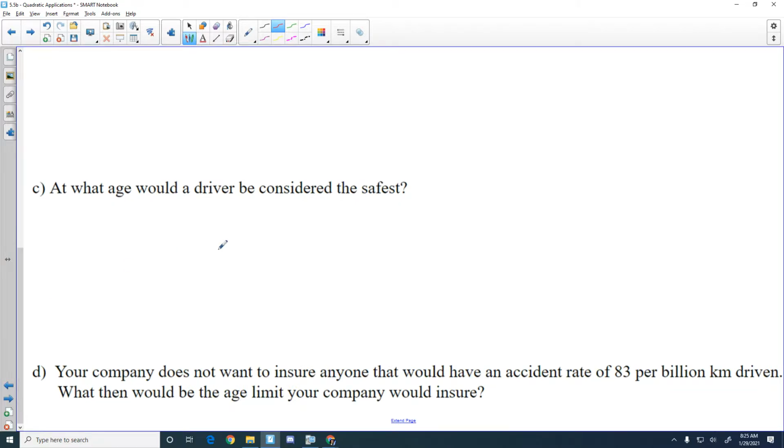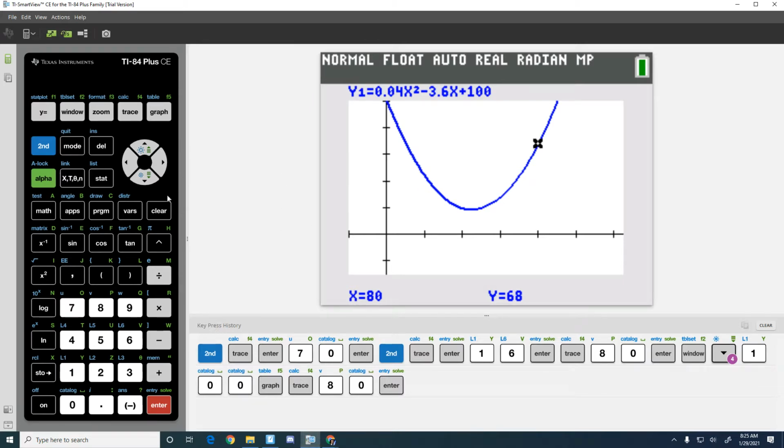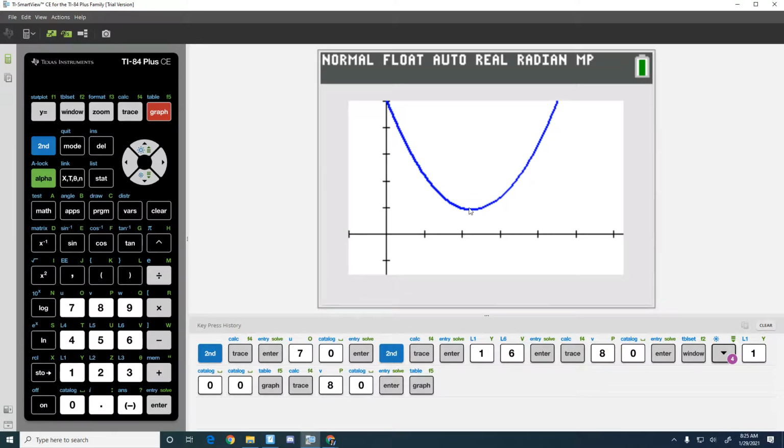All right, at what age would a driver be considered the safest? Well, how can I use this graph to determine a safe age? The vertex. What does this vertex indicate? That's the minimum in this case, right? Because it's a lower point. And isn't that bottom going to be like the lowest insurance rate? That's when your insurance is going to be the absolute lowest that you're paying because you're not that likely to get into an accident. So whatever age that is would indicate the safest age to be a driver. So let's go ahead and find that vertex.